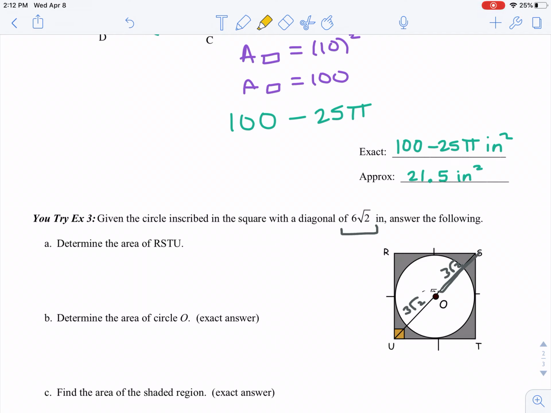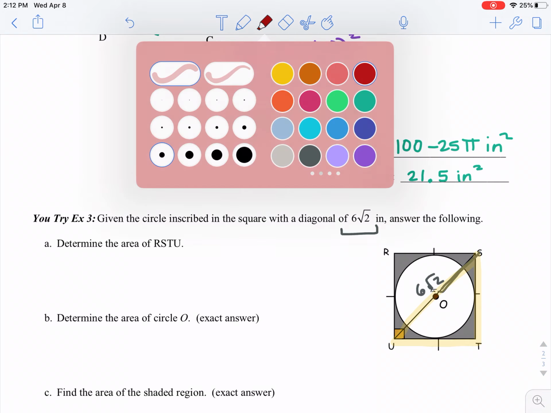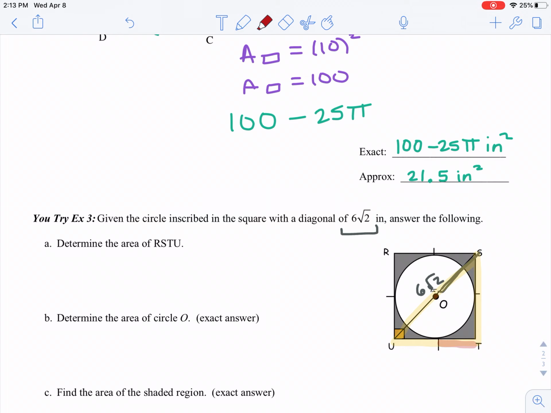And let's picture this right triangle. How can you use that right triangle to help you? Because, right, if this is 6 root 2, and it makes a right triangle like that with 2 legs congruent, you can find the side length of those legs. And then don't forget that this part of your side length would be the same as this radius. So those are some hints.